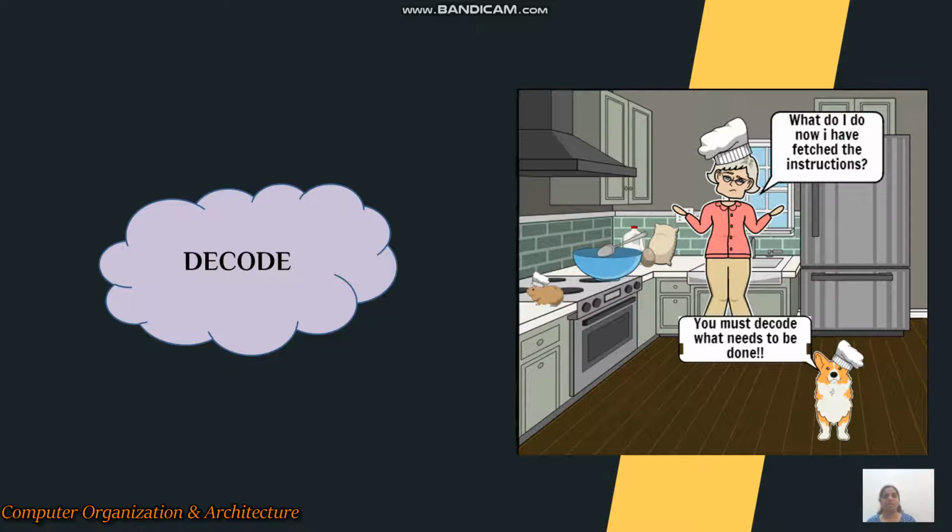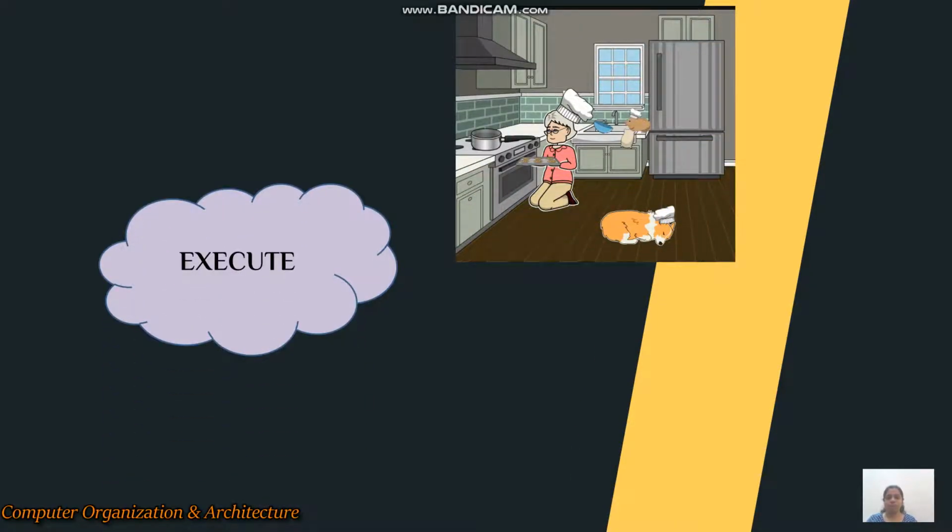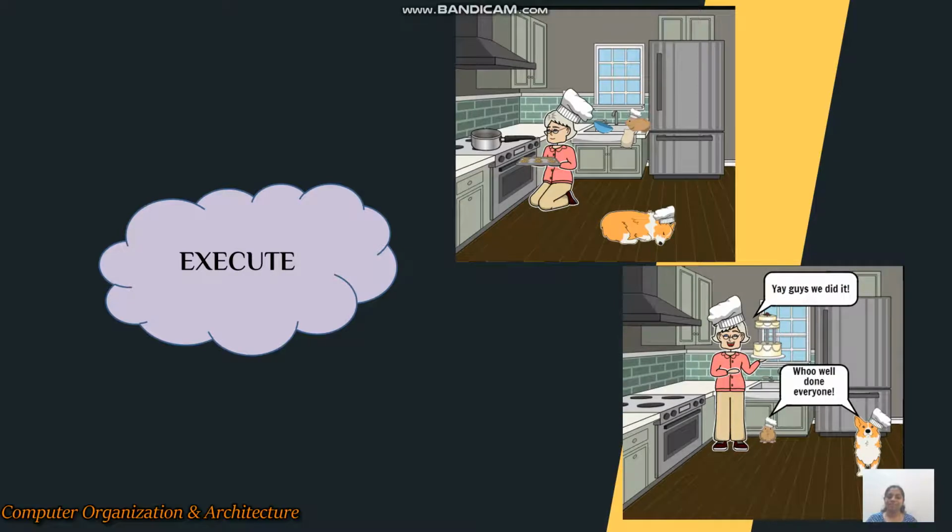So once you understand each and every step of the cake baking process, you are now ready to bake the cake. That is called your execute phase. So in this execute phase, you are going to apply the various steps that you have learned, and you are going to finally bake the cake. So you have done it, right? So in here it involves three steps. One is your fetch, the other is your decode, third is your execute. This is a real-time analogy, right?